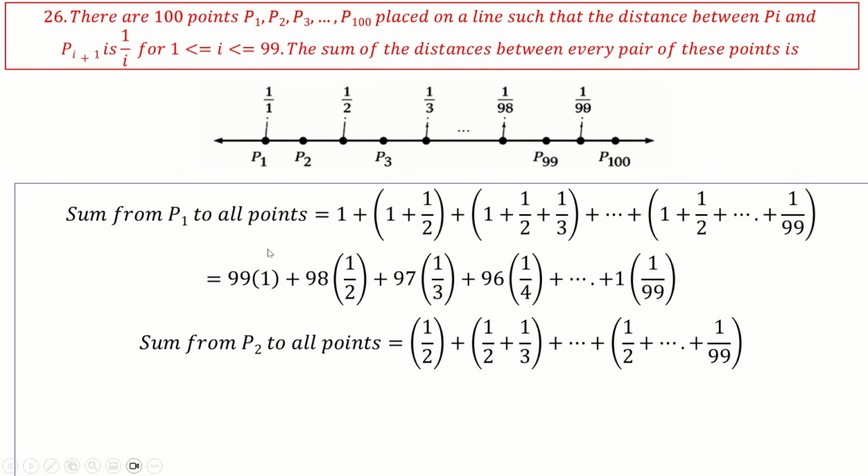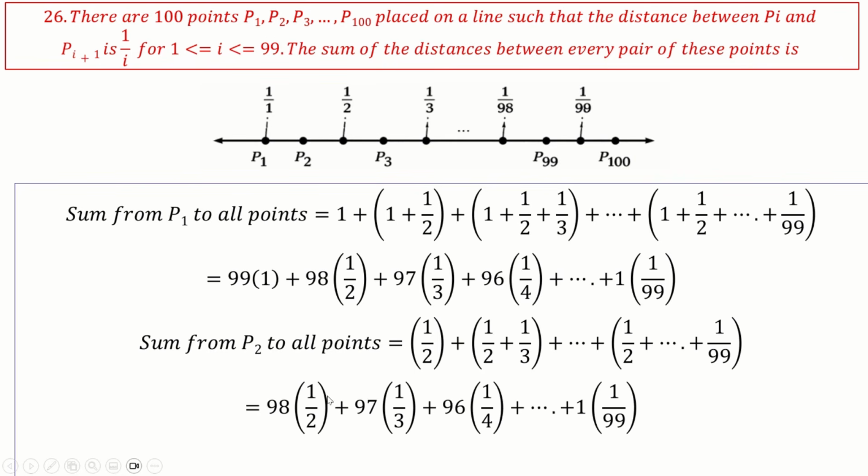This 99 ones are missing. Okay. Remaining all same. Which means 98 1 by 2, 97 1 by 3, 96 1 by 4, up to 1 by 99. Now you can see the pattern, right? Every time you go to the next point, you will skip one of the 1 by 2, and the remaining will be the same.